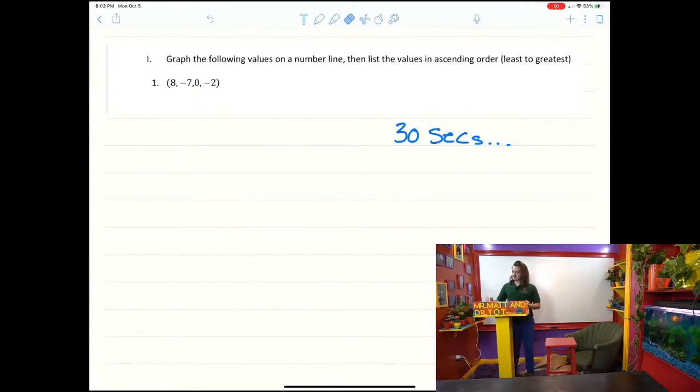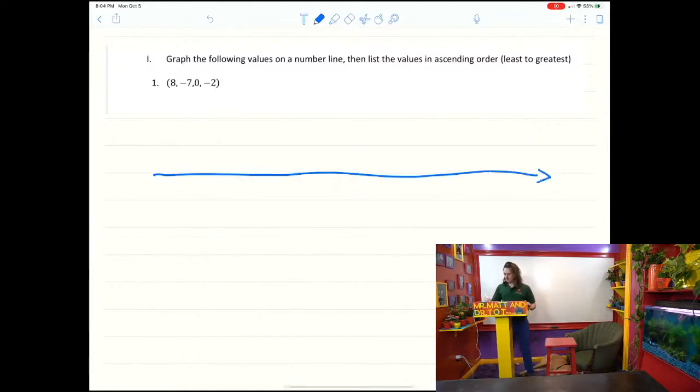Okay, so in this set of values, we have 8, -7, 0, and -2. When we're trying to place values on a number line, we want to orient ourselves to the number 0. 0 is the only number that is neither positive nor negative. Any number to the right of 0 on the number line is going to be positive. Anything to the left of 0 on the number line is going to be negative. 0 happens to be one of our values, so it's kind of a 2 birds, 1 stone type of situation. So if we put 0 right in the middle of our number line, 8 is going to be to the right. -2 and -7 will be to the left.